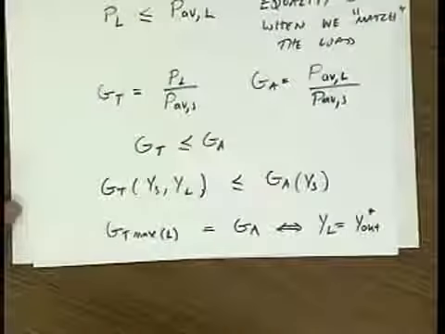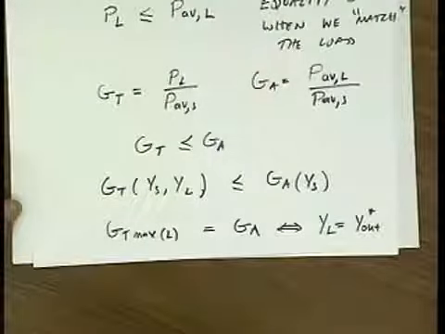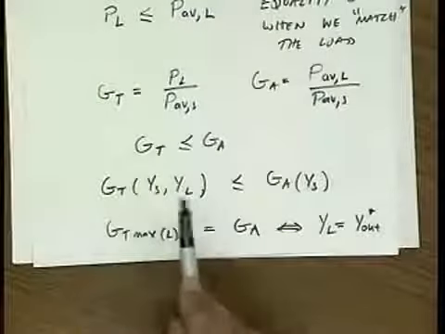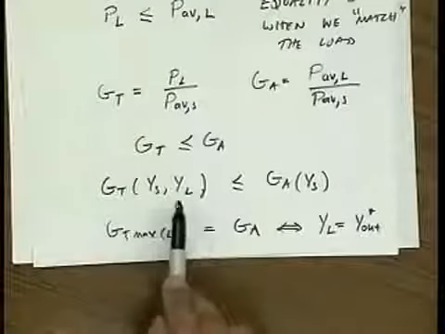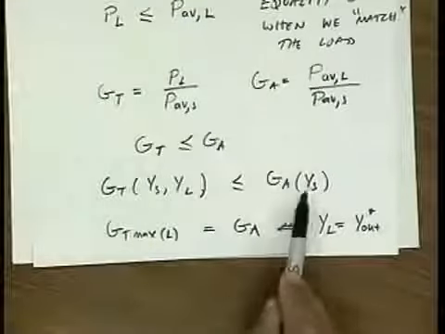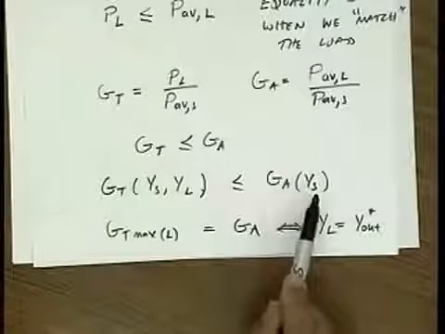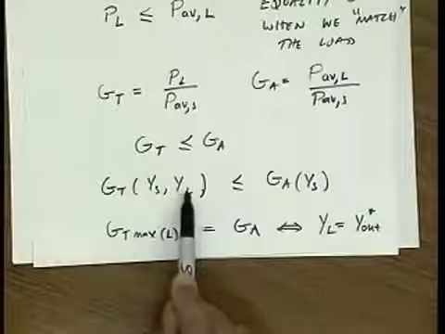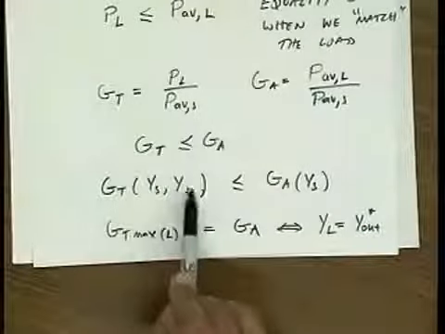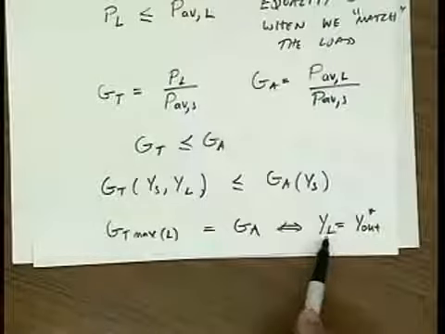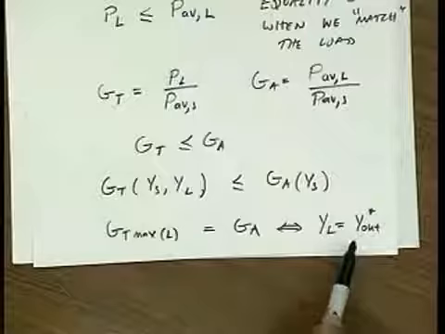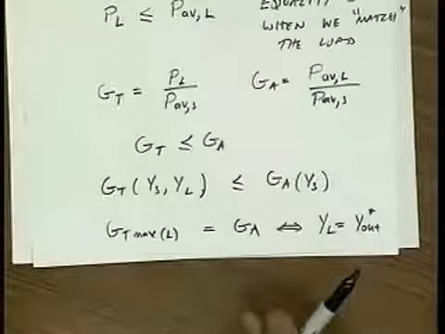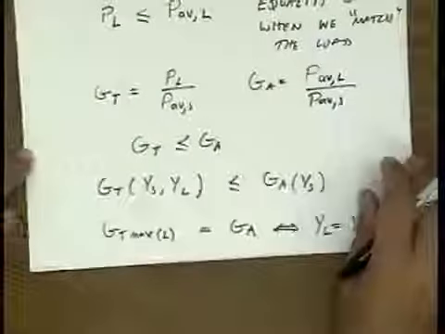That makes sense to everybody? So what I've done here is show that the transducer gain is a function of two variables. No matter what source and load I pick, I'm always going to be less than the available gain, which is just a function of the source. But if I just vary my load and make it just right, I maximize the transducer gain with respect to this variable. That happens when my load is exactly equal to the complex conjugate of my 2-port network's output admittance. Okay. Clear?